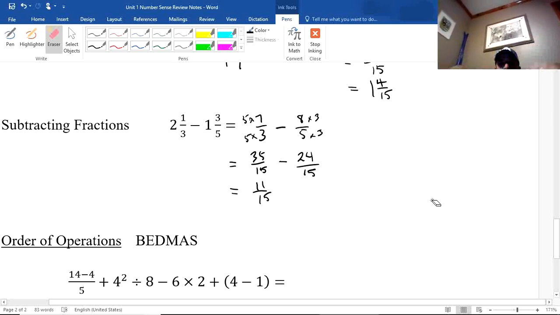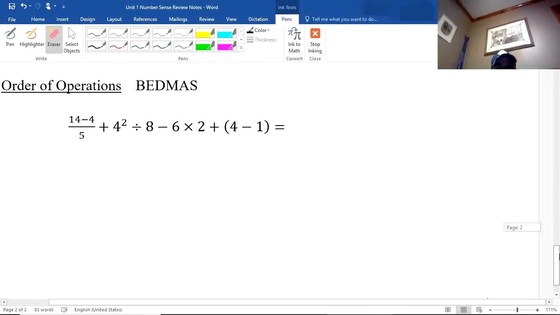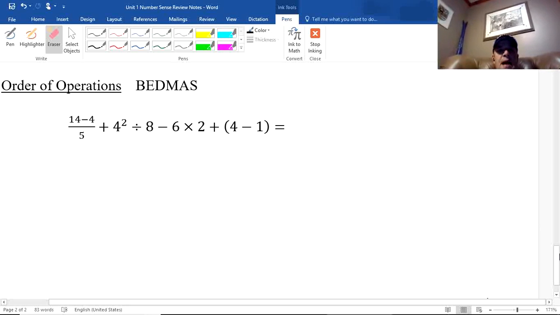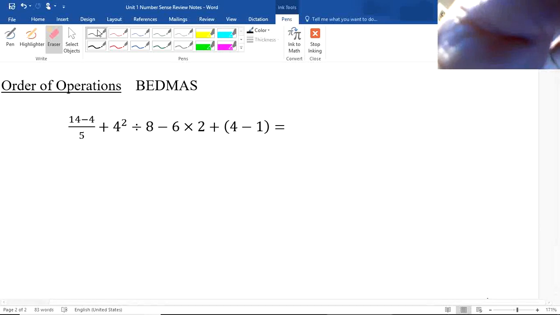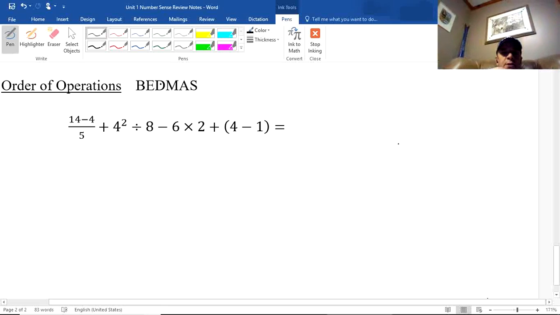Let's do our last little topic in the first unit, which was BEDMAS. And you should know what BEDMAS stands for. Brackets, exponents, division and multiplication. By the way, they're together, and addition and subtraction. So when you look at a question like this, you should think, what is it that I'm going to do very first? And I'm going to do this really slow. I'm going to go with brackets first. Well, what's brackets? Right there.